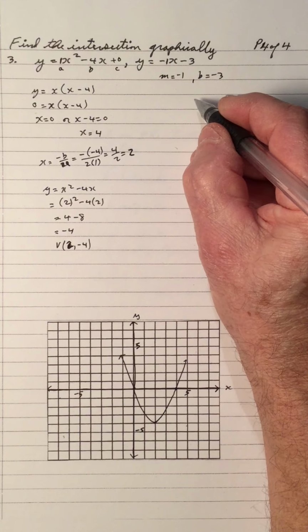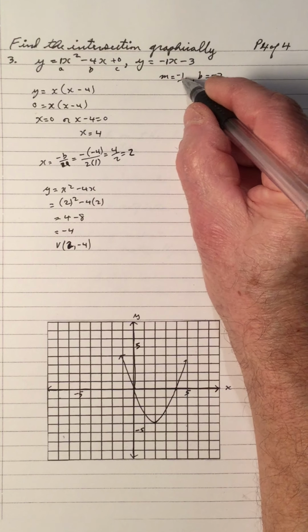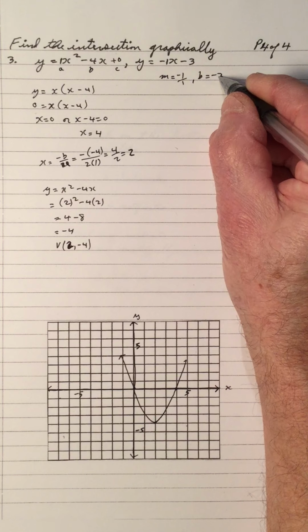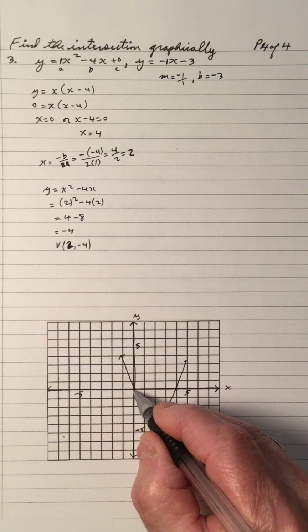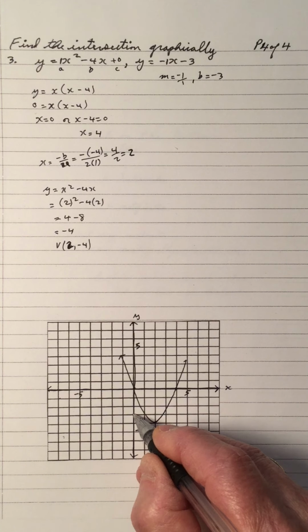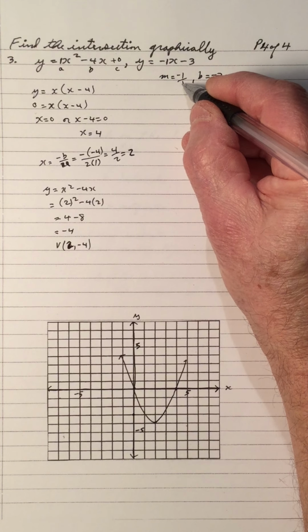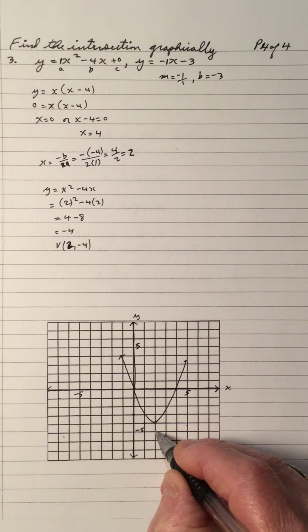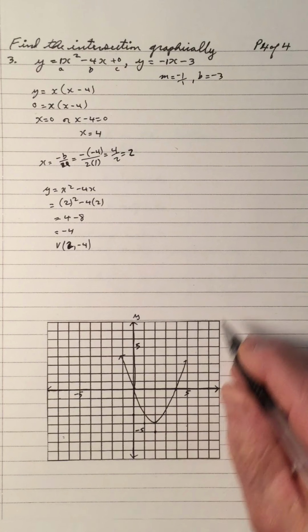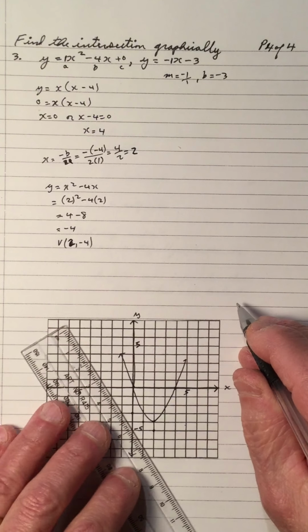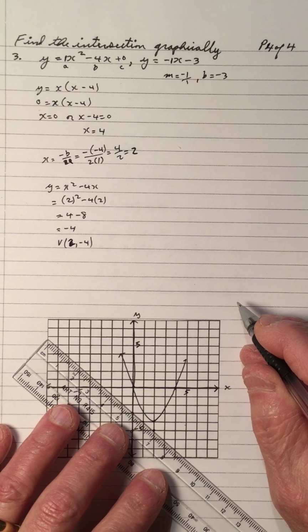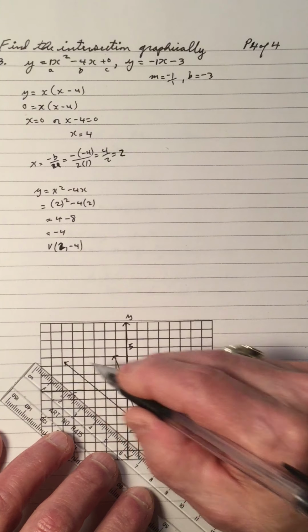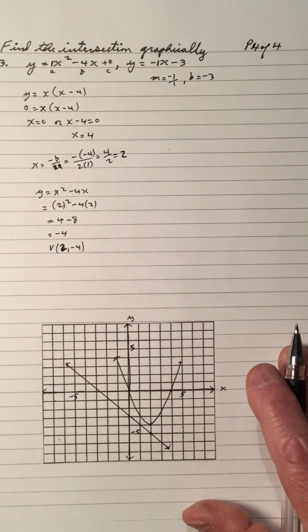So let's graph the line and see what happens. The line has a slope of -1 over 1, and a y-intercept of -3. Let's plot the y-intercept of -3. On the y-axis, -3 is right there. And the slope is down 1, right 1. Down 1, right 1. And we draw the line going through these 3 points.